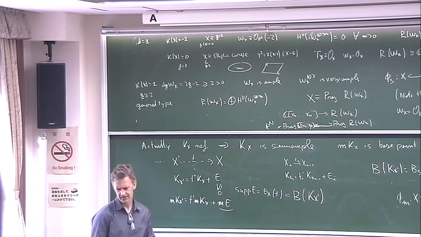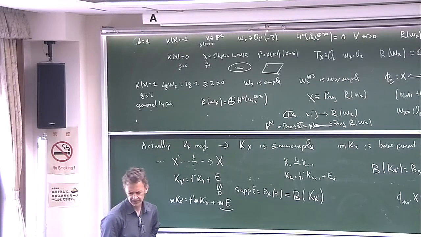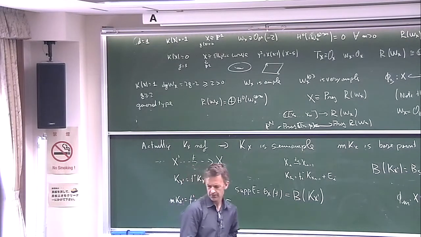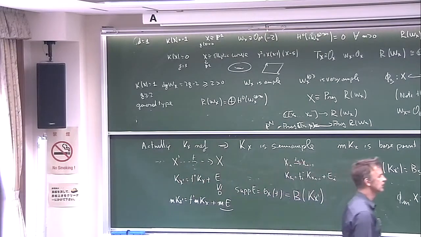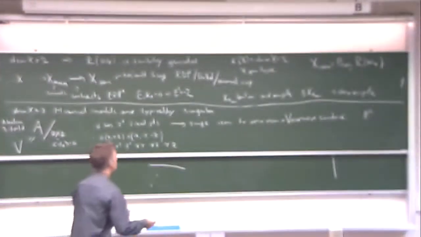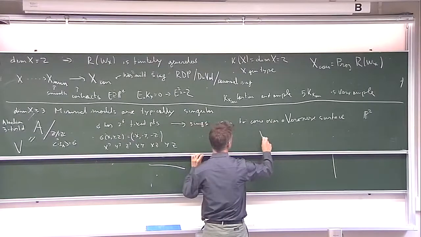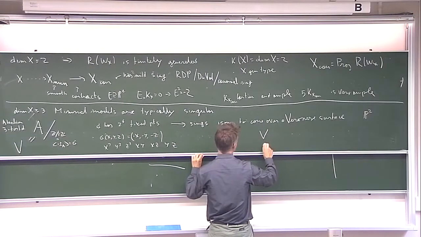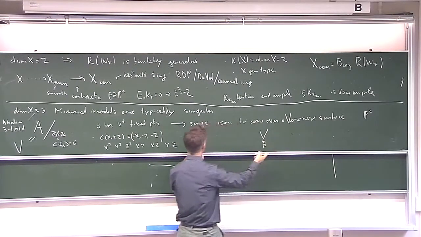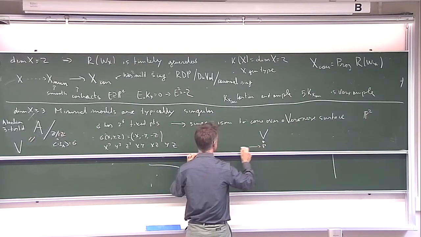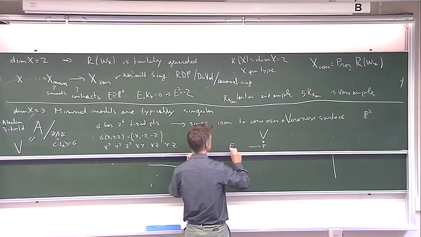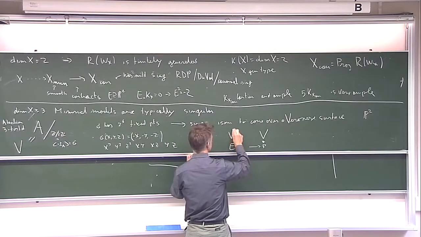So we can resolve this by blowing up the singular point. So here's V, and here's my singular point, of which I have many. I have 2 to the 6. I can blow up these points to obtain an exceptional divisor E contained in the resolution V prime.